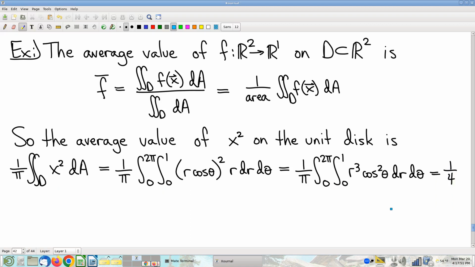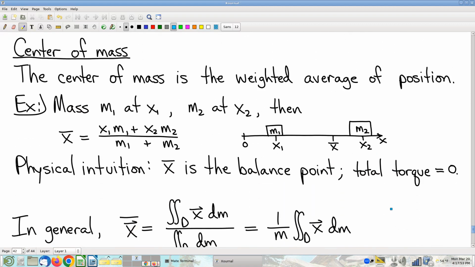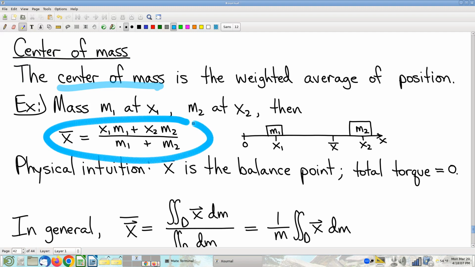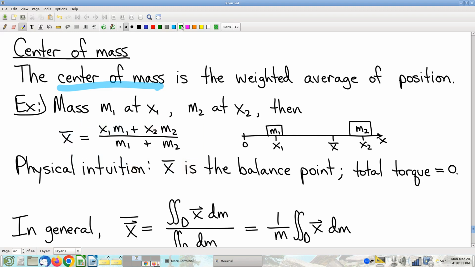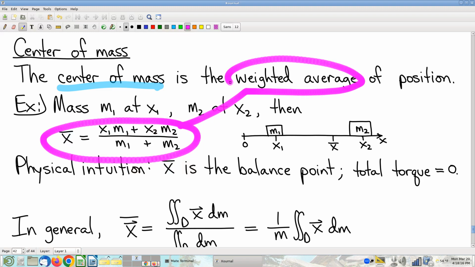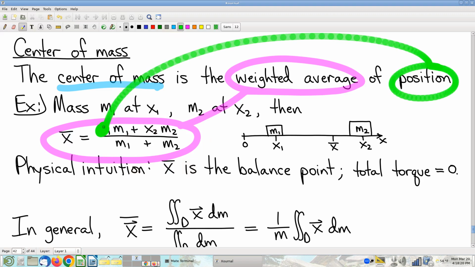Okay, moving along. Center of mass. Now, this is a physics idea. You could argue this is a physics sort of application of average value of a function. We're going to define, in fact, center of mass as being a weighted average. It's a weighted average. It's literally a weighted average of position.